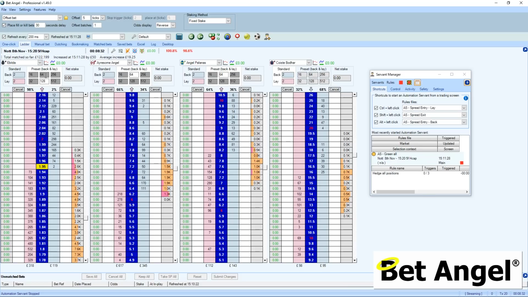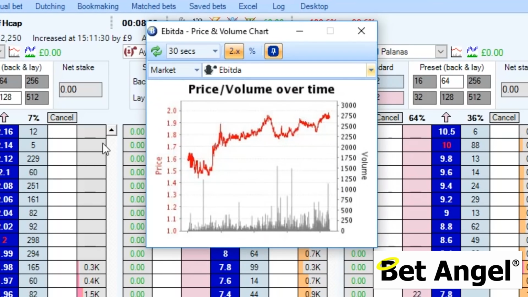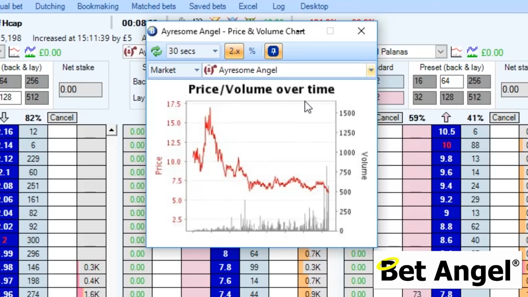So in each market you arrive at, you need to adopt a theme. If we look at this market, you can see the favourite's been drifting here. It may seem illogical, but maybe this drift will continue. But you need to adopt a theme.